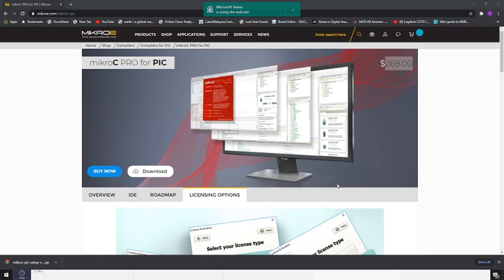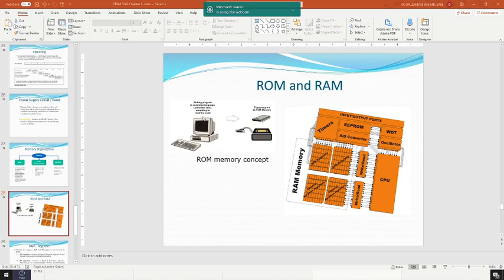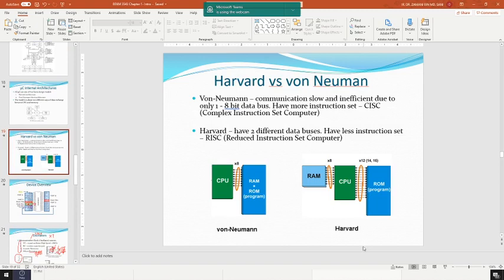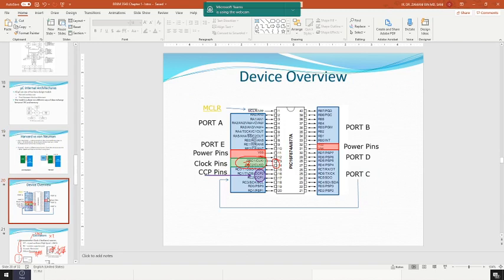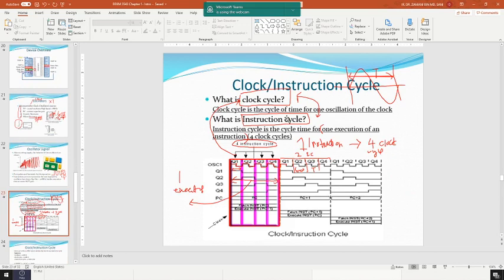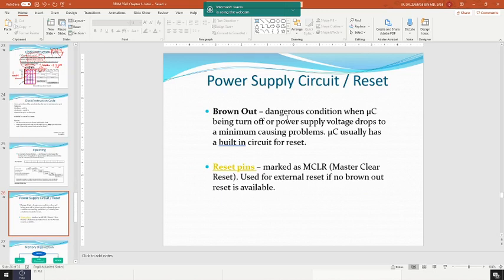So, to recap what we learned so far today. We learned about the architecture, Von Neumann versus Harvard, and the difference between them. Then the most important one, the first introduction to the PIC16F and its pins from pin 1 to pin 40. I grouped them to make it easier for you to look at: the power pins, the clock pins, the ports for input and output, and the master clear pin, which is the most important one. Then you learned about the clock oscillator, the clock cycle, and the execution of instructions, which takes 4 clock cycles. Then you learned about brownout and the functions of the reset pins.